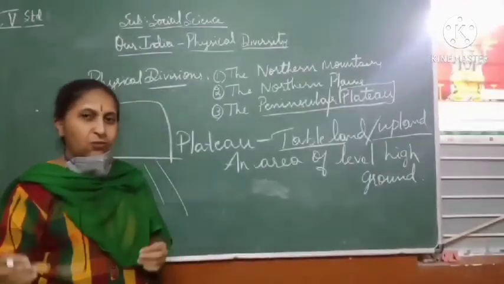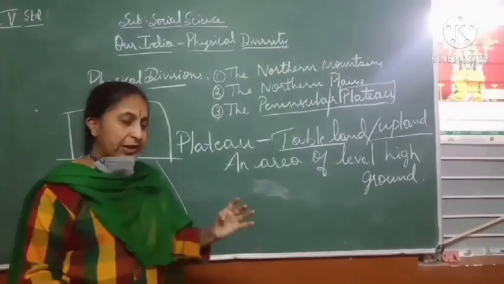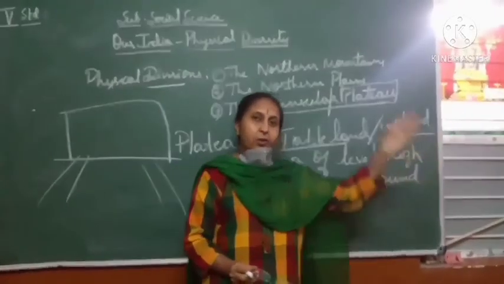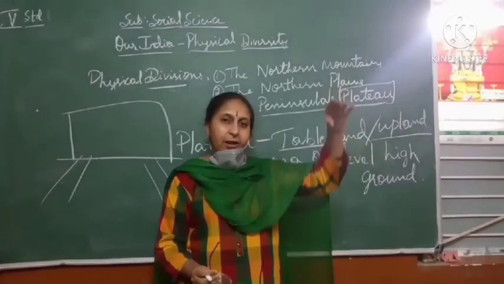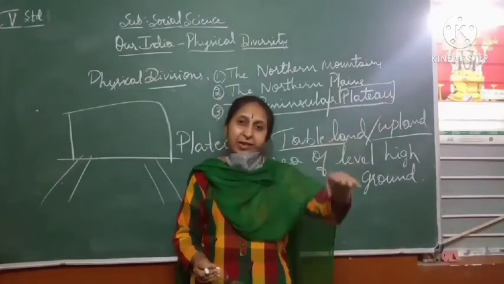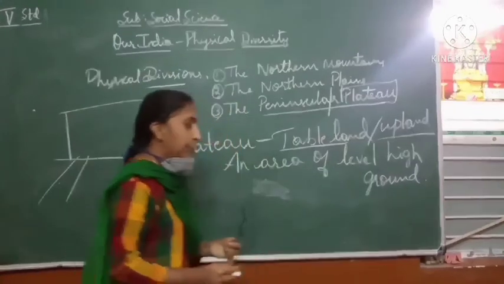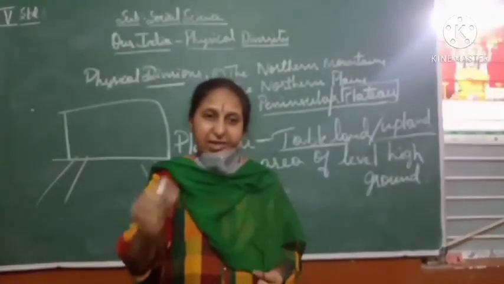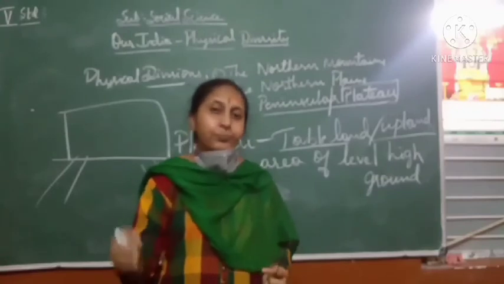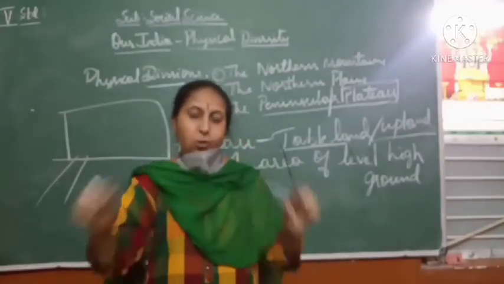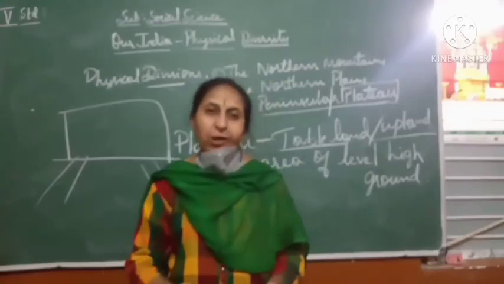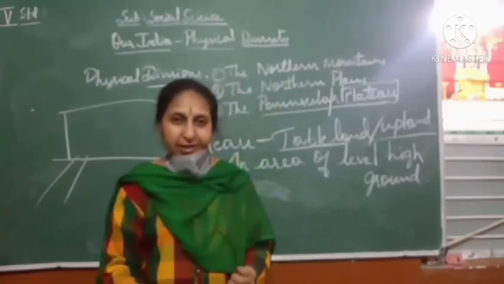The definition of a plateau is an area of level high ground. It is a raised level land. I will show you the pictures, then you can understand it easily, children. To understand what a plateau is, I will show you the pictures and explain simultaneously. Then you can understand it very easily.